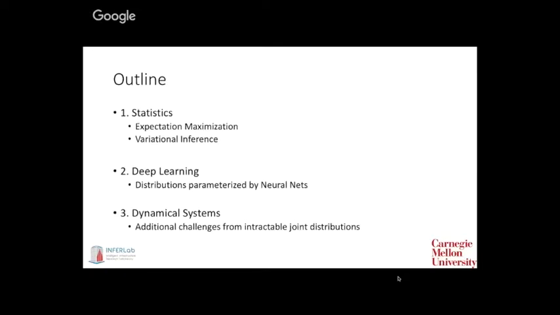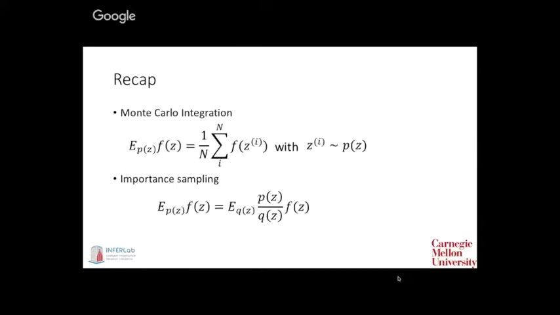So we're going to start out with the statistics part, go over to the deep learning part, and then the dynamic systems part. And I'm going to heavily make use of two techniques. One of them is Monte Carlo integration, which basically just means you can approximate an expectation by sampling. And the second one is importance sampling. And importance sampling basically means if you have an expectation with respect to one distribution, you can change the distribution, but you have to account for the bias that you're introducing.